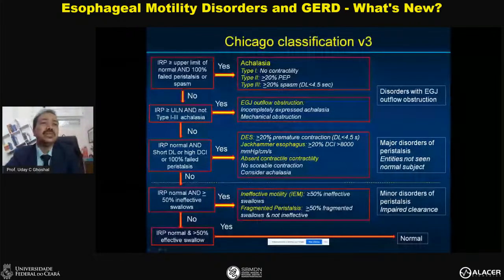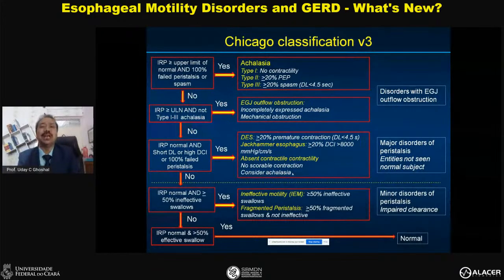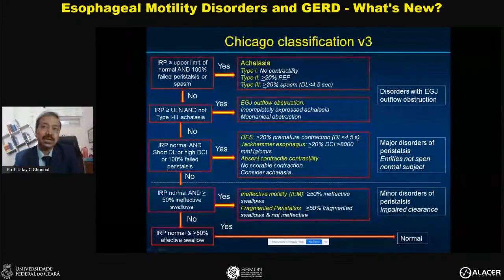Then it can be DS. In DS, 20% of the contractions will be premature contraction, which means distal latency is less than 4.5 seconds. Jackhammer esophagus is greater than 20% with DCI of more than 8,000 millimeter of mercury per centimeter per second. Absent contractile activity, sorry for the mistake here. So absent contractile activity, I showed one patient where there was a muscle disease maybe in the esophagus. So therefore hardly there was any peristalsis. And these are major disorders of peristalsis which are not normally seen.